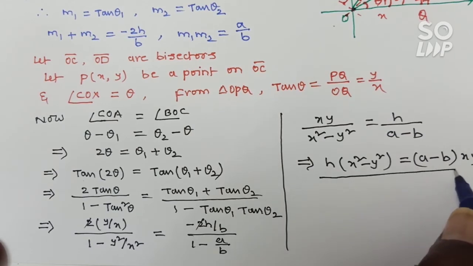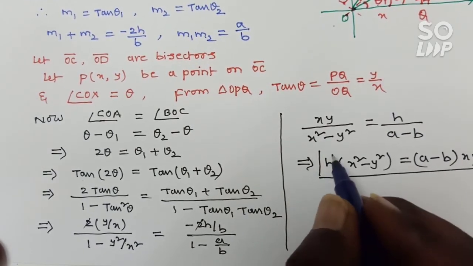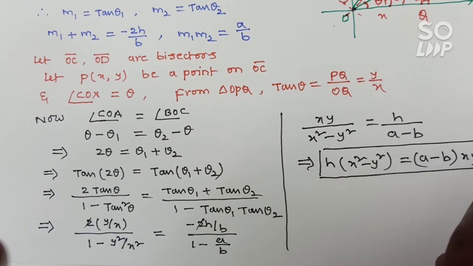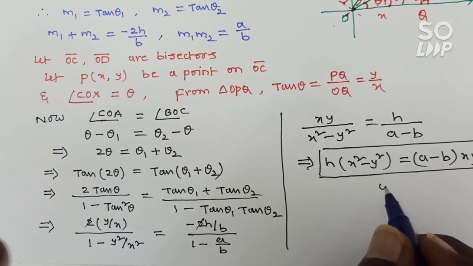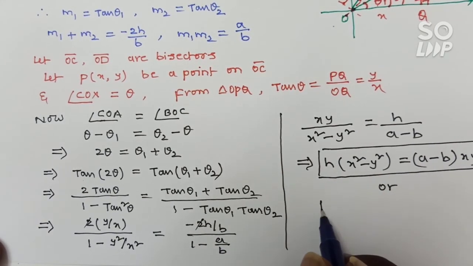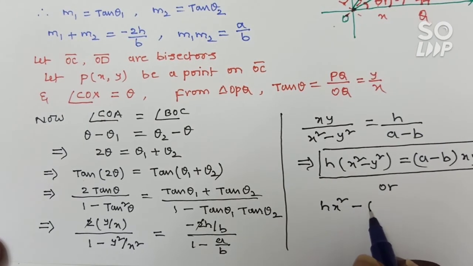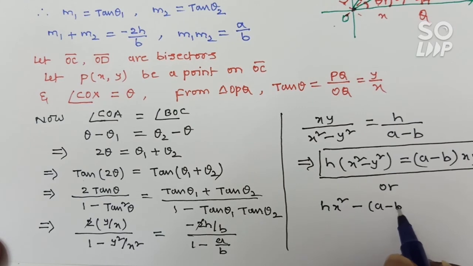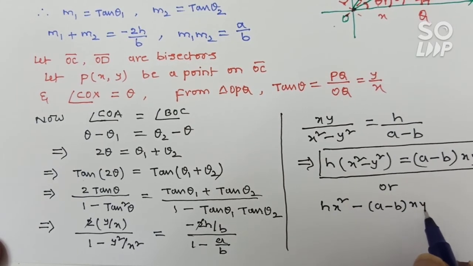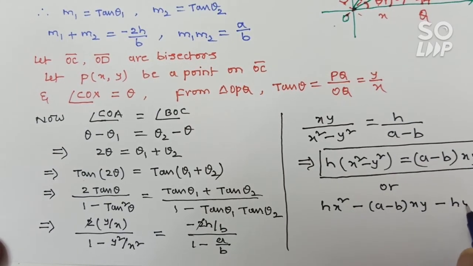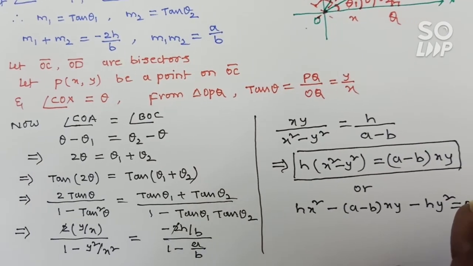Now you see this one. This is in the form of a homogeneous equation, or you can write that this one is h into x square minus a minus b into xy minus h into y square is equal to 0. Now you see this one.